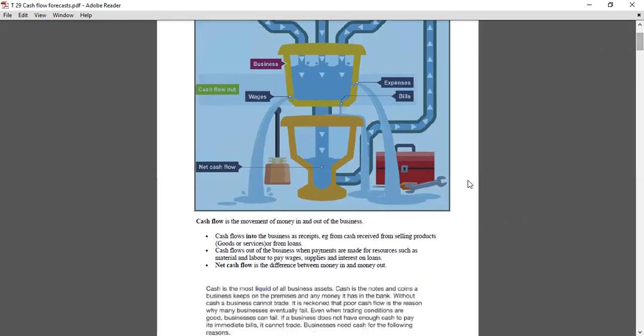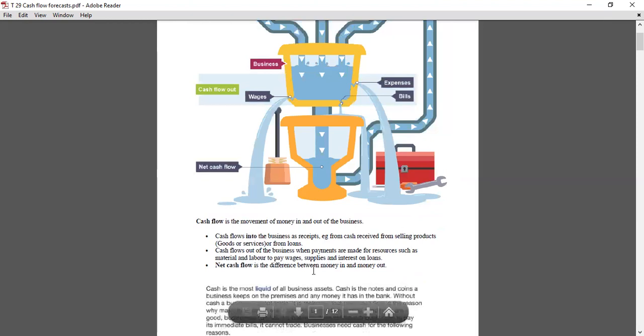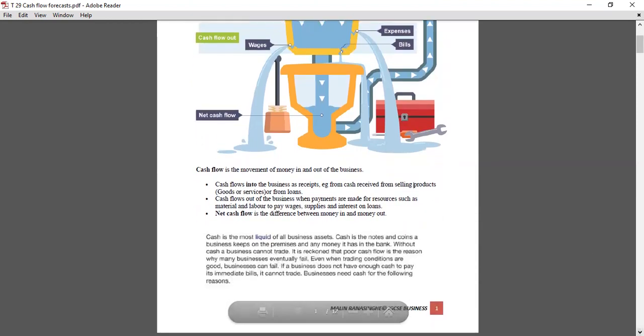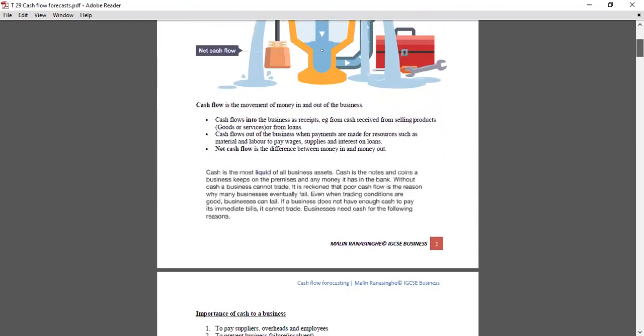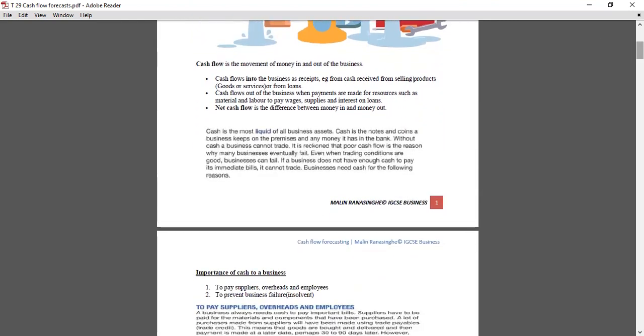The main idea: cash flow is the movement of money into and out of the business. Cash inflow is money coming into the business. Cash outflow means cash going out of the business. Net cash flow is the difference between money in and money out. Those are the most important definitions you have to know.